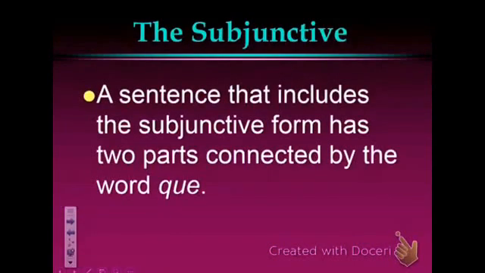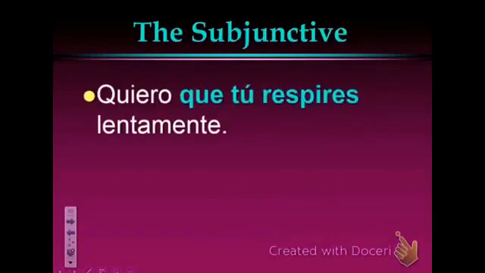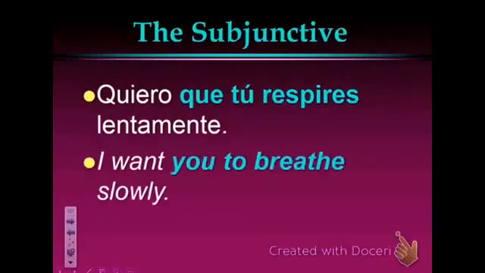A sentence that includes a subjunctive form has two parts, two clauses, connected by the word que, which means that. For example, quiero que tú respires lentamente. Here's your first phrase, quiero. Here's your connector, que, your conjunction. Tú respires is your second clause. Notice that it also has a second subject, a different subject. I want you to breathe slowly. Now, I want you to breathe slowly, but that doesn't mean you're going to do it.